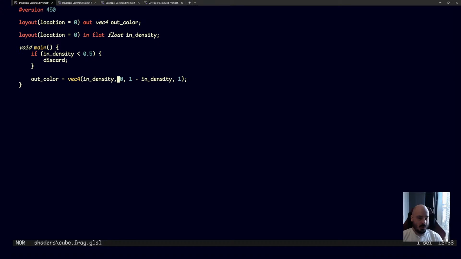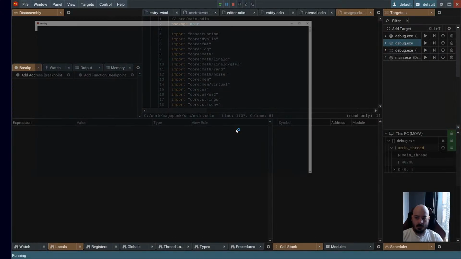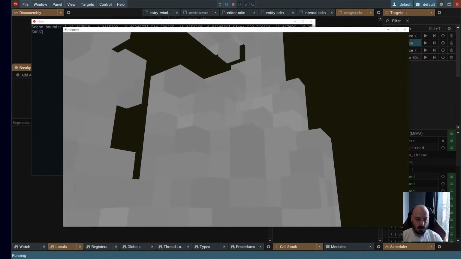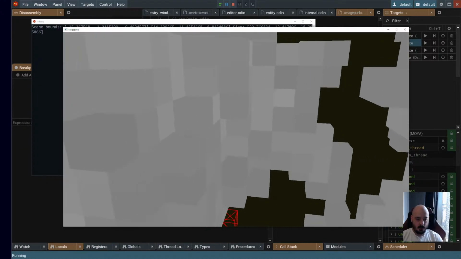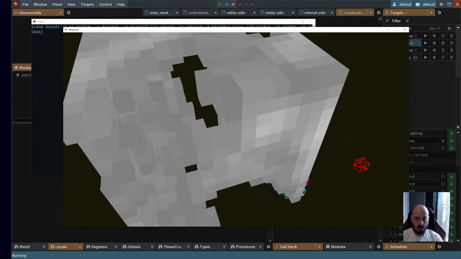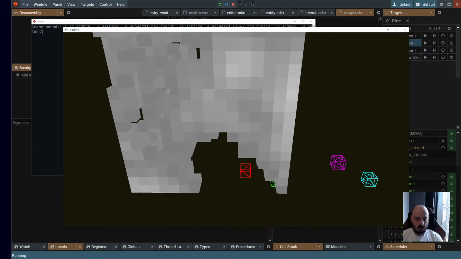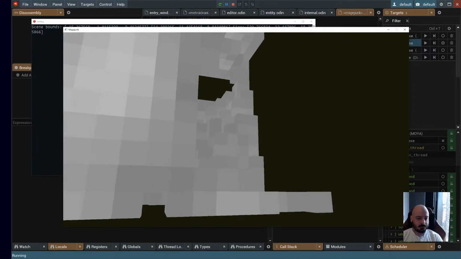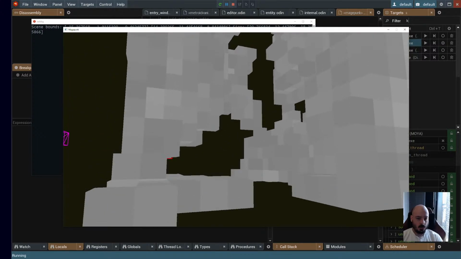Okay, so we're just gonna say, yeah, that'll just be some kind of white, gray. That's a bit less intense. That's better. Cool. This is a good step. So I would say that's nice. We're generating a little chunk there. That's cool.